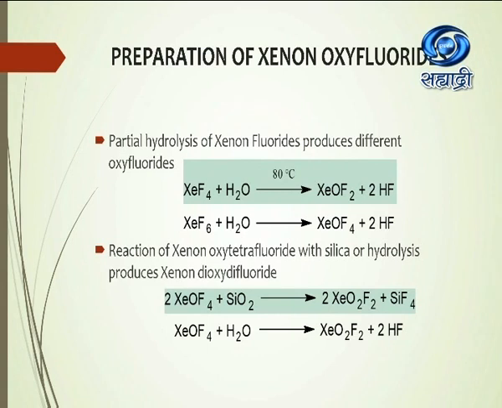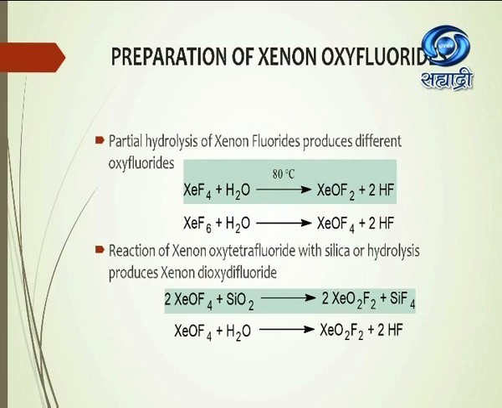Then preparation of xenon oxyfluorides. First, partial hydrolysis of xenon fluorides produces different oxyfluorides. So XeF4 plus H2O at 80 degrees centigrade forms XeOF2, xenon oxydifluoride, plus 2HF. But without heating it produces xenon oxytetrafluoride. So second equation is XeF6, xenon hexafluoride, is taken now. XeF6 plus H2O gives XeOF4 plus 2HF.